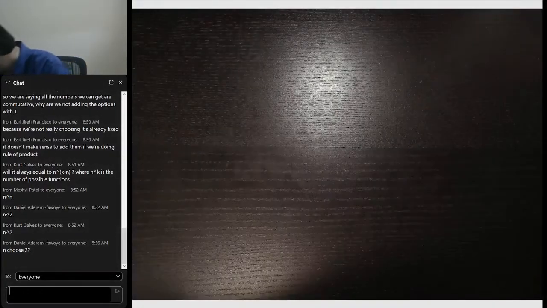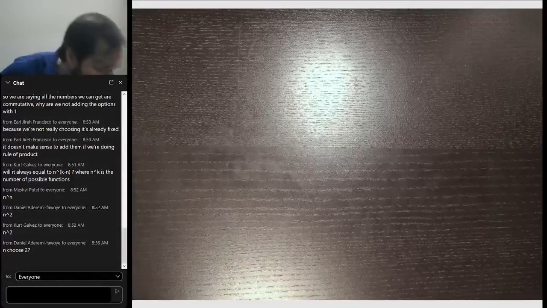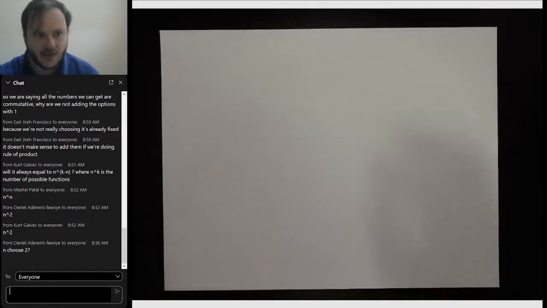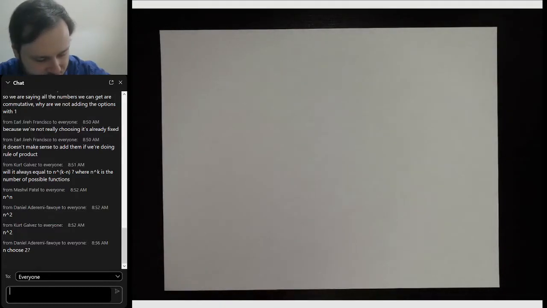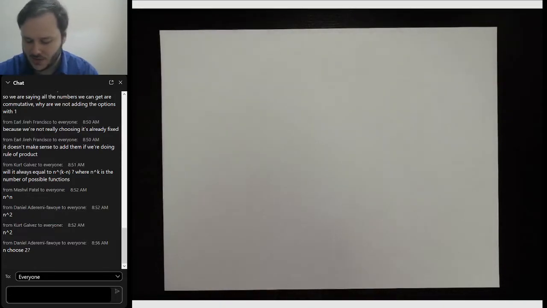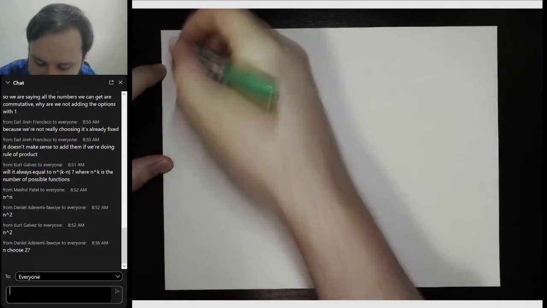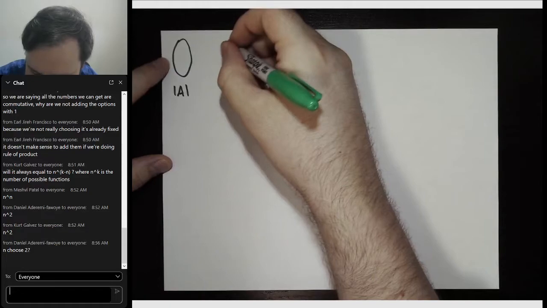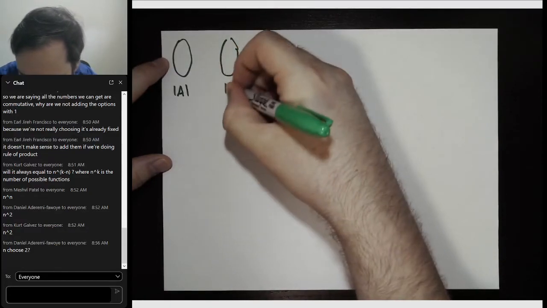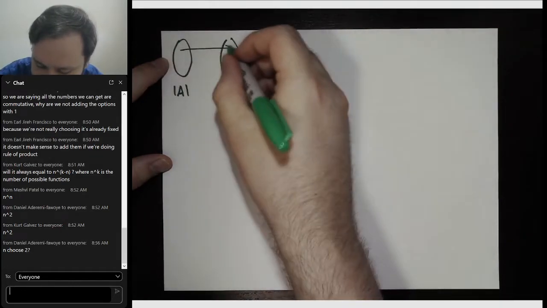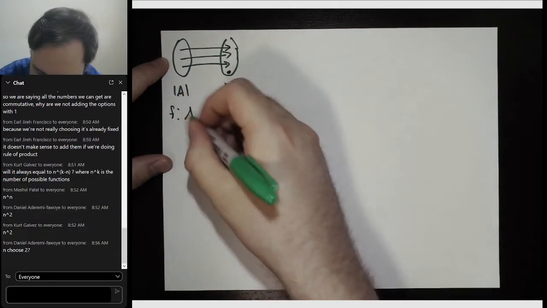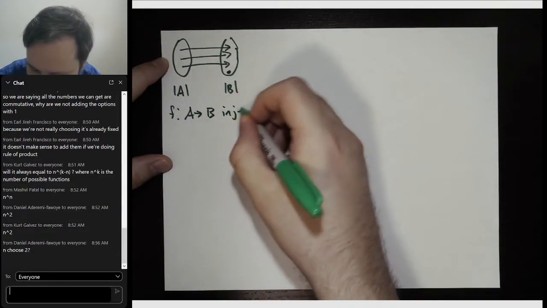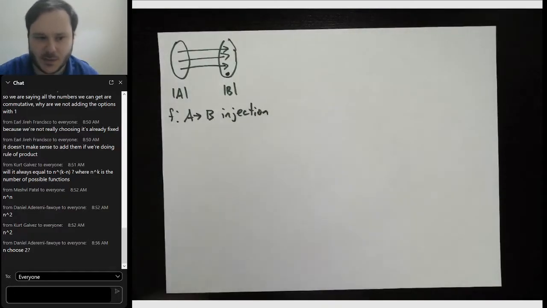Okay, so we talked a little bit about what it means if you have an injection or a surjection between sets. So let's just recall what we said. If I have a set of size A and a set of size B, and I have an injection, F from A to B is an injection, what can I say about the size of A and the size of B?